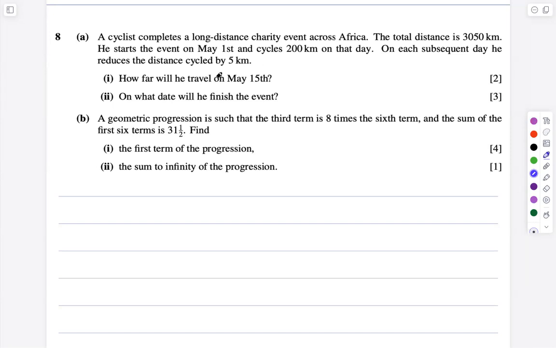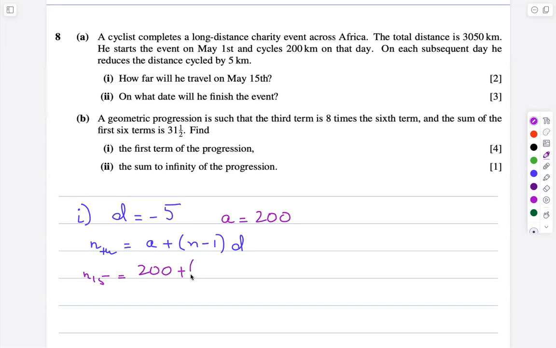Now, as he is reducing the distance traveled by 5 kilometers, it means that it is an arithmetic progression, as there is a common difference. So as it is reducing by 5 kilometers each day, d will be equal to minus 5. And as we have to find the distance he travels on May 15th, we have to use the nth term formula, which is a plus n minus 1 into d. As on the first day he traveled 200 kilometers, a will be equal to 200. So finding the 15th term, it will be 200 plus 15 minus 1 into d, and d is minus 5.